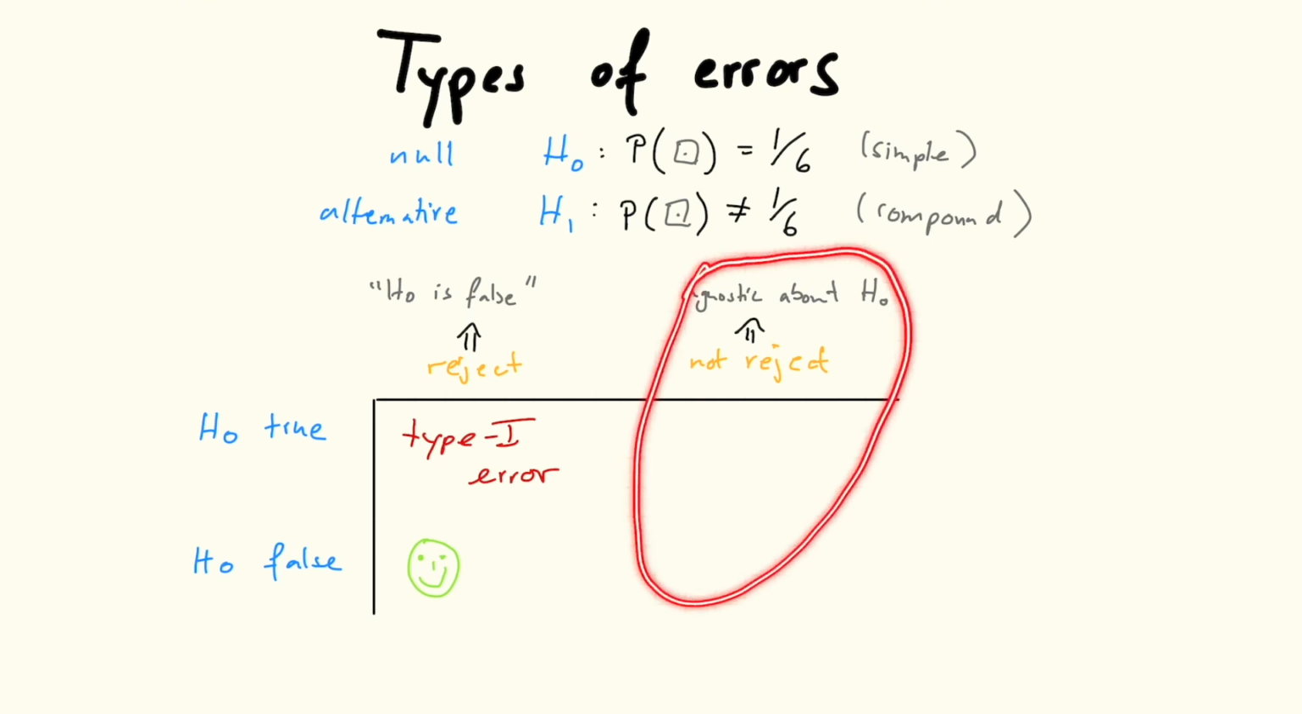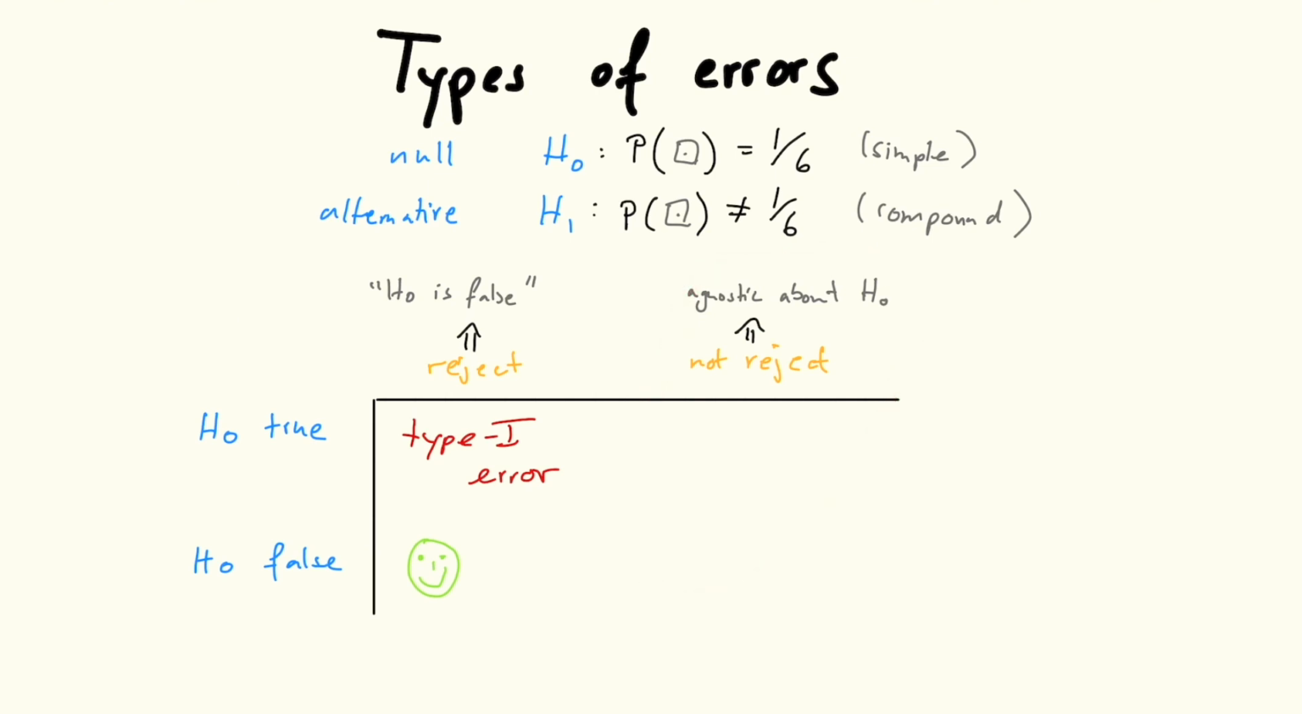The stakes in this column are a little lower because we end up being agnostic, so we don't make a statement about what we think reality looks like. And since we're not making a definite statement, we can also not be really wrong. Still, you may find it disappointing to end up down here.